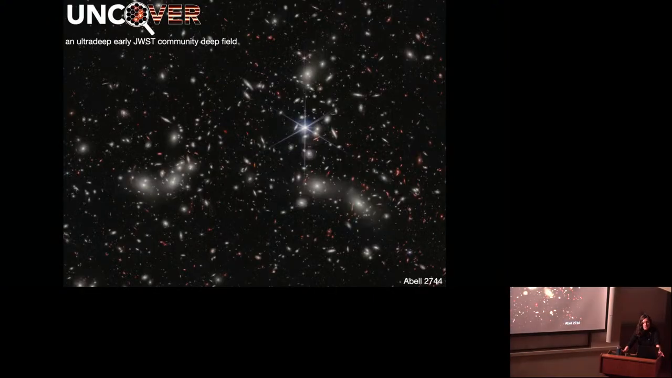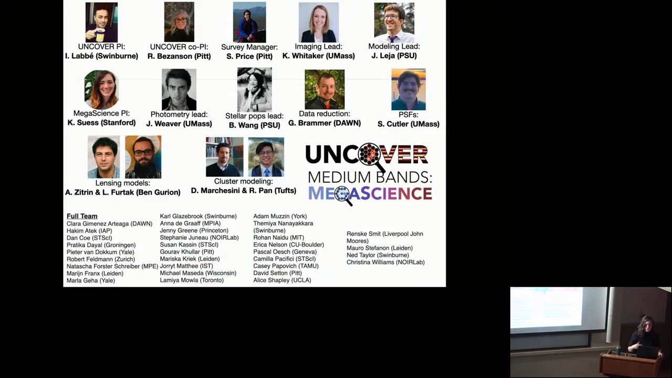This is part of the UNCOVER survey. So UNCOVER is a cycle one treasury program. It's an ultra deep early JWST community deep field, so all of the data is immediately public. It's in the Abell 2744 lensing cluster. So this is the NIRCam broadband imaging for UNCOVER. All of these things that are white, this is the foreground cluster. It's at about a redshift of 0.3. This is one of the Hubble Frontier Fields. So there's HST coverage. There's actually a huge amount of other data in this field.